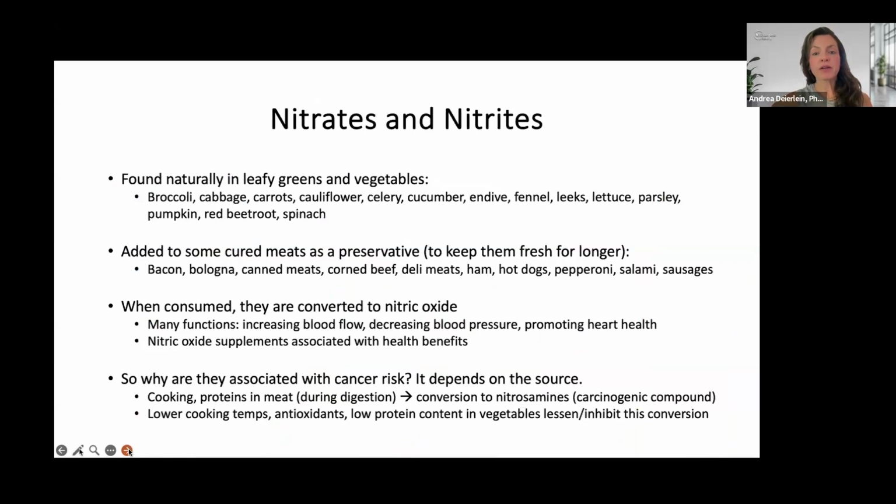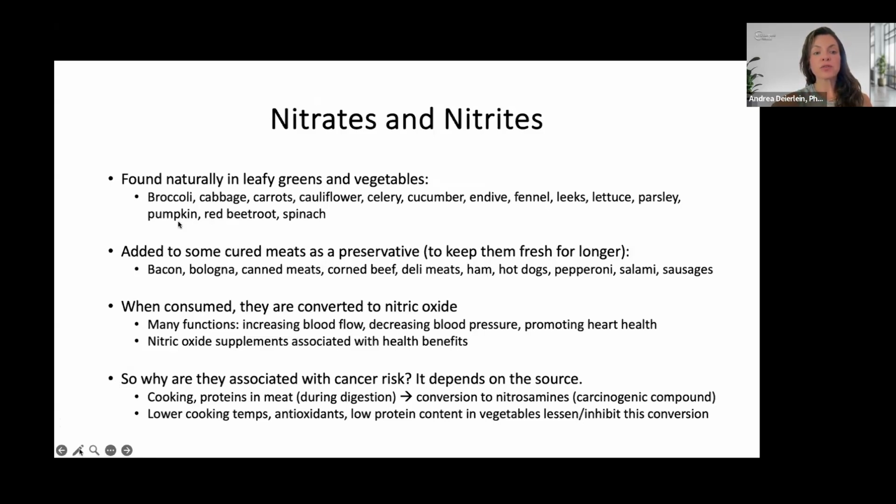I did want to make a comment about nitrates and nitrites, because I think this is another food additive that gets a lot of attention. Nitrates are found naturally in leafy greens and vegetables. So there's a whole range of vegetables that contain these. But we also see the synthetic form added to cured meats as preservatives. This is one reason why you hear not to eat deli meats or cured meats, because of this issue of having sodium nitrates added to them.